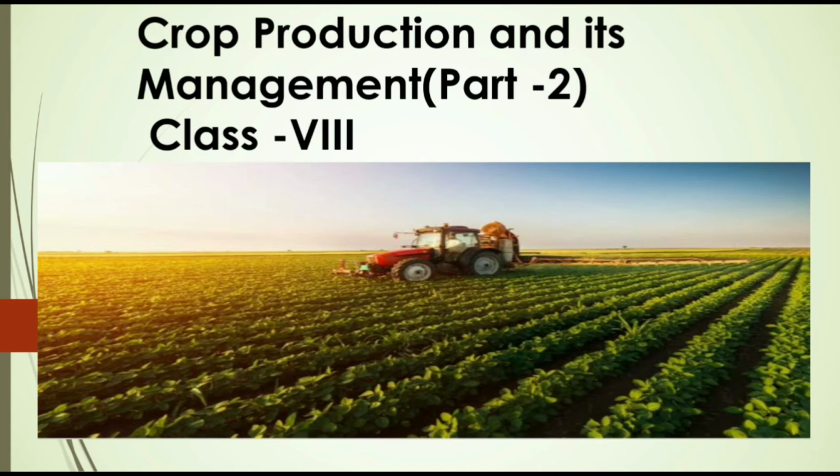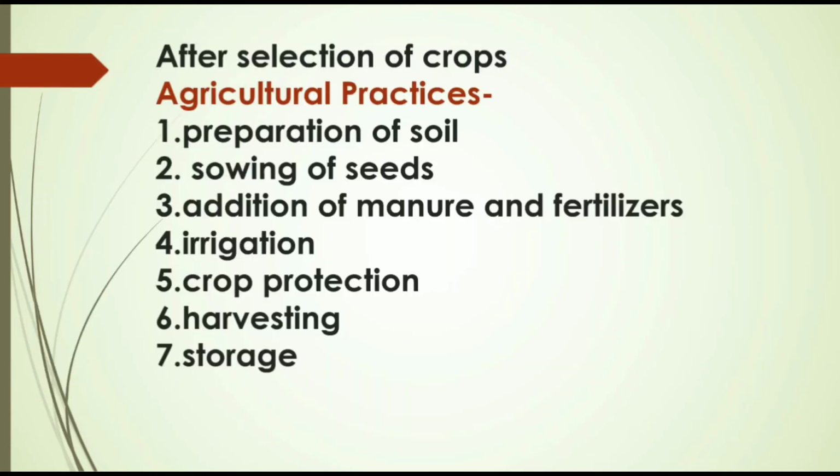Today we are going to start our topic Crop Production and Management Part 2. In the previous video we have already studied that we need to select the crop on the basis of the season. After the selection of crop, we have to perform certain agriculture practices to grow crops. They are preparation of soil, sowing of seeds, addition of manures and fertilizers, or we can say the soil replenishment, irrigation or the supply of water, crop protection, it may be from weeds and the pest, then harvesting and storage.